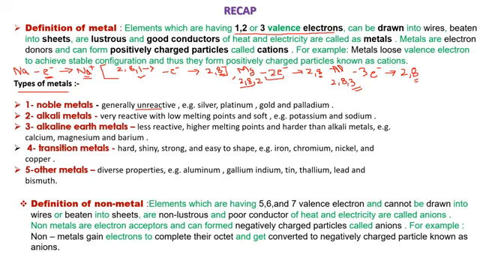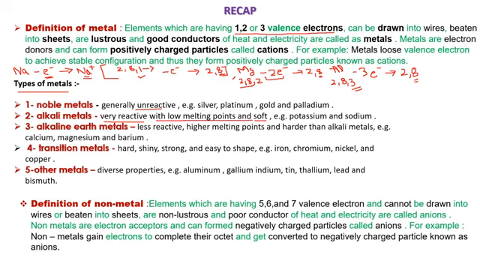Now alkali metals, they are present in the first group. Students, I hope that you know what a group is. The vertical columns in the periodic table are known as groups, and the horizontal rows are known as periods, right? So the first group is made up of alkali metals. They are highly reactive metals, and with low melting points they are soft, for example potassium and sodium.